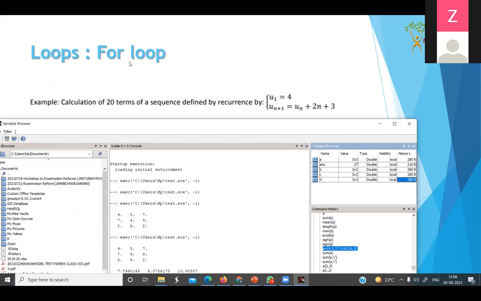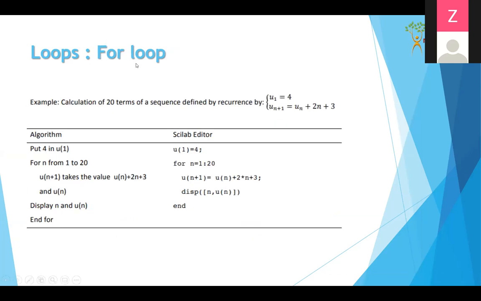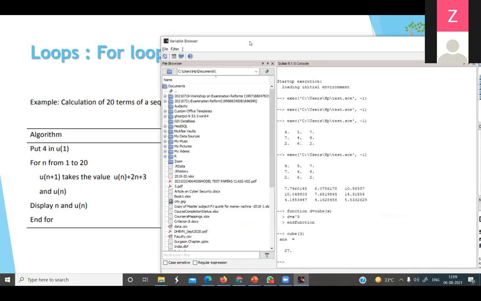Now, there are two kinds of loops. One is the for loop, used when we know initially how many iterations there are, meaning how many times this calculation has to be done. In this case, it is given as 20. In such cases, a for loop is used, whereas in other cases where we do not know how many iterations are to be done initially, we want to execute the set of statements until a certain condition is satisfied. In that case, we use a while loop. So let us try to run a small program using a for loop.